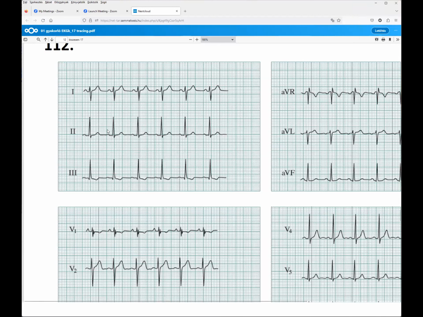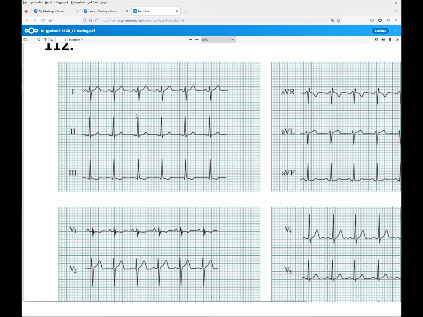And we do have P waves in front of every QRS. So that means a sinus tachycardia. That's it. That's a sinus tachycardia. Okay. Sorry, what was the question? No, because we do have P waves in front of every QRS, and because we have tachycardia, that's a sinus tachycardia. That's it.